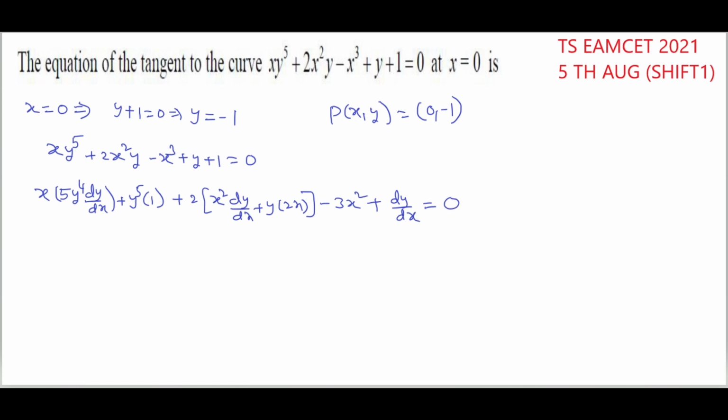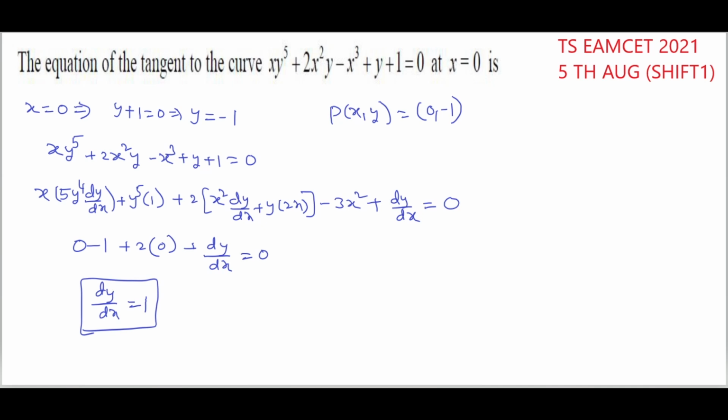So substituting x = 0 in this equation, 0 into this value, this total value is 0, plus y^5, that is (-1)^5, which is -1, plus 2 into x^2, 0, into dy/dx is 0, minus 3x^2 is 0, plus dy/dx is equal to 0. From this dy/dx = 1. So the slope of the given curve is 1.